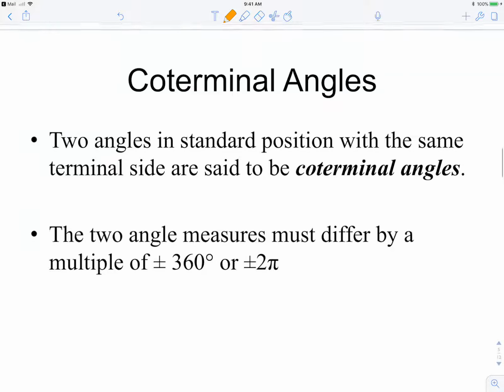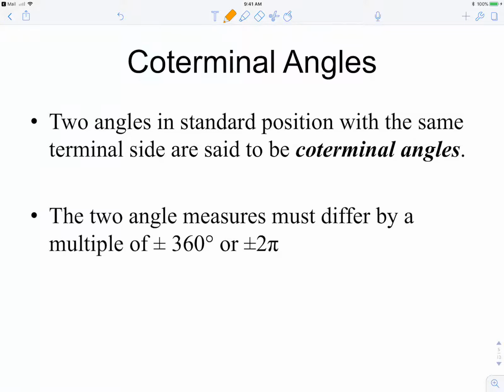Okay, so coterminal angles. Coterminal angles are going to be really helpful for us to evaluate the trig functions for angles that are not on the unit circle, but that may have coterminal angles that are on the unit circle. Two angles are coterminal if they terminate in the same place. So if we have two angles in standard position, meaning their initial ray lies on the positive x-axis, and each of those angles terminates in the same place, then we refer to them as coterminal angles.